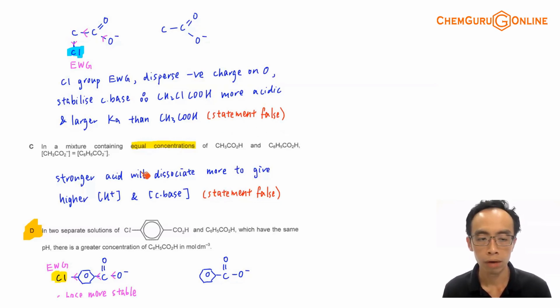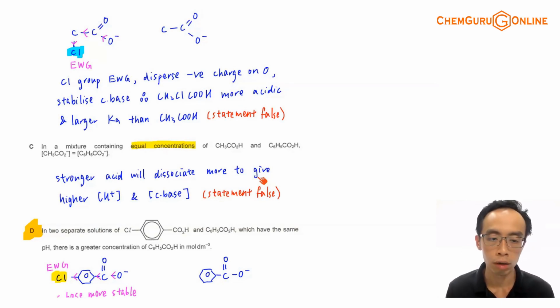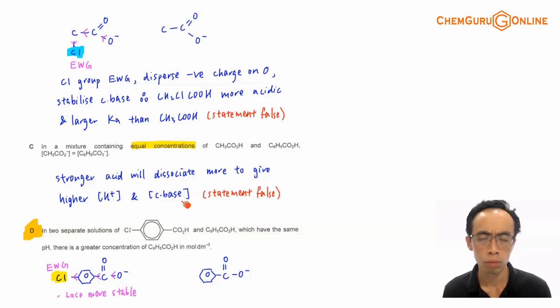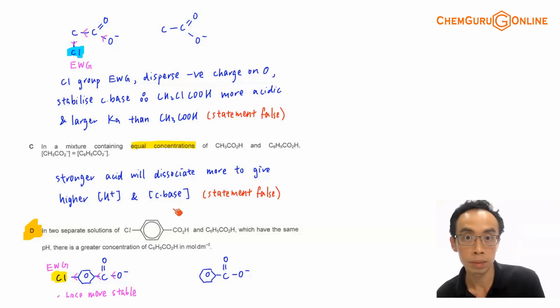A stronger acid, by right, should be able to dissociate more to give me a higher H+ concentration, and if I can give more H+ concentration, it also means that the concentration of the conjugate base will be higher. If there's a difference in strength, and I have the same concentration of both acids, the stronger acid will give me a bigger concentration of H+ and a bigger concentration of conjugate base. So statement C is also not true, and therefore D must be the answer.